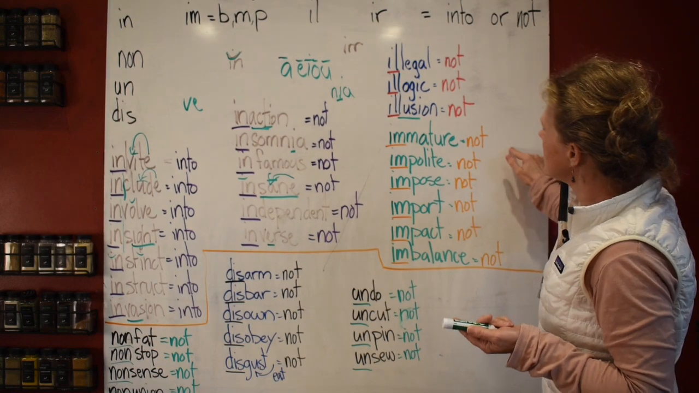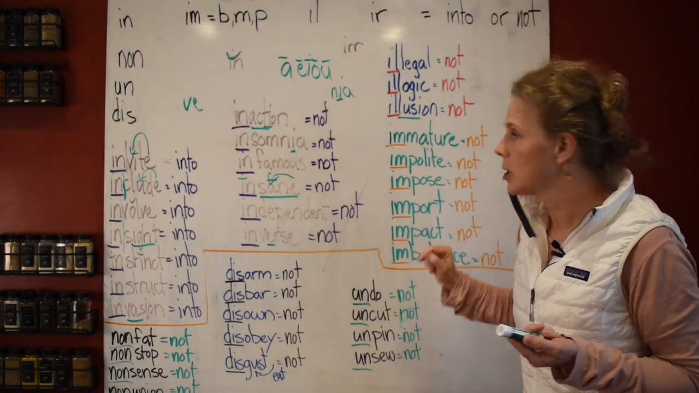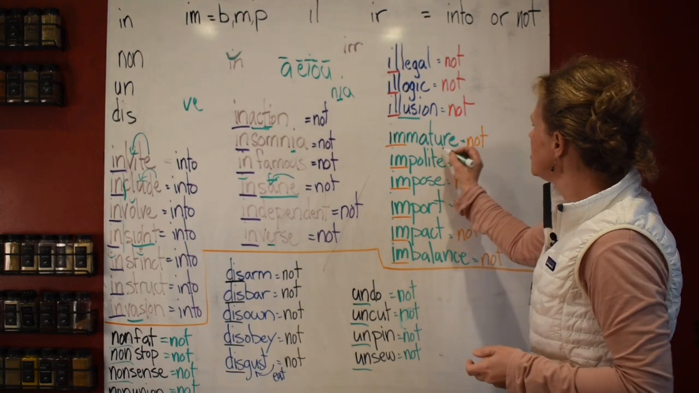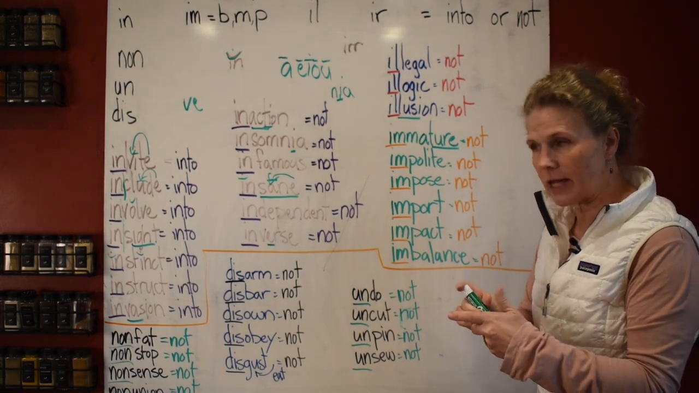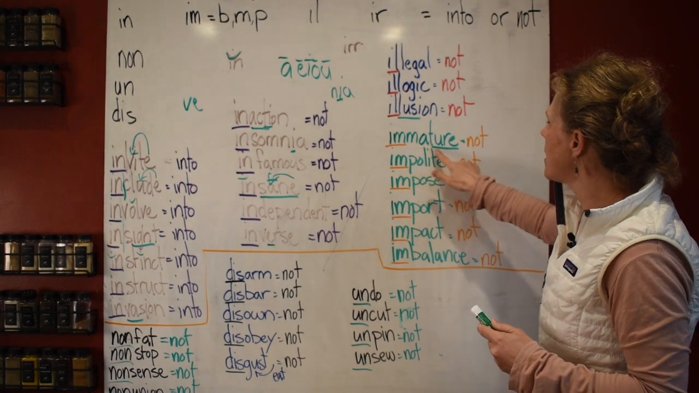But look with this one. Immature. So see how this is the T-U-R-E that we talked about in another lesson. Chur. Immature.